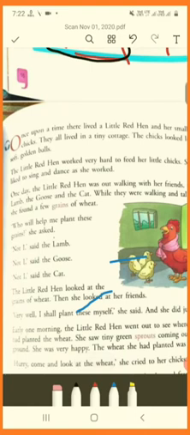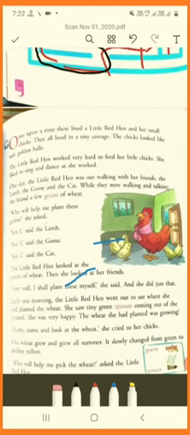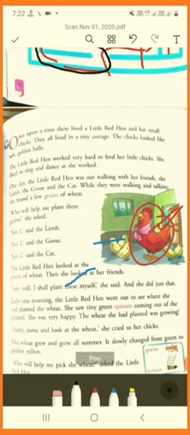So once upon a time, there lived a little red hen and her small chicks. This is the little red hen wearing this yellow muffler sort of thing. And then she had a few chicks. How many chicks? Can you count? One, two, three, four, five of them. So once upon a time there lived a little red hen and her small chicks.